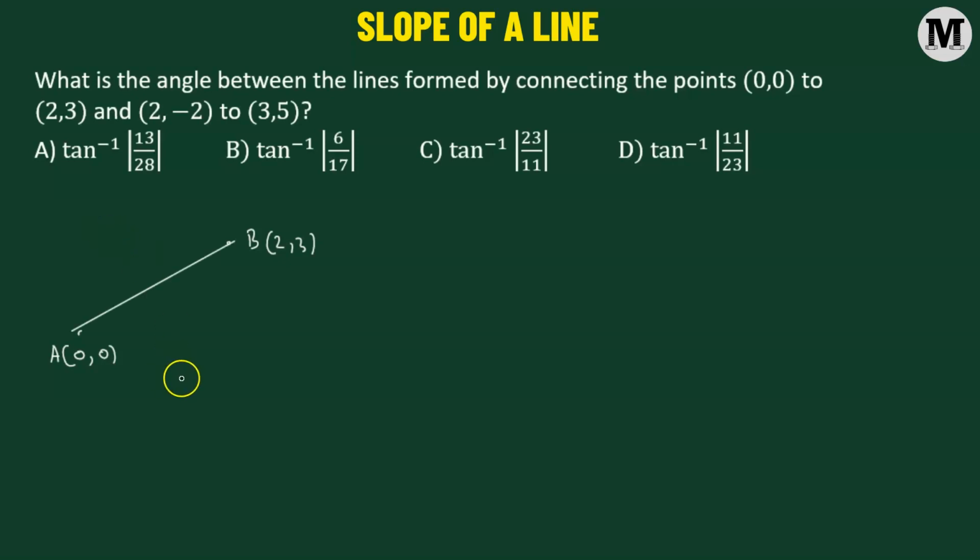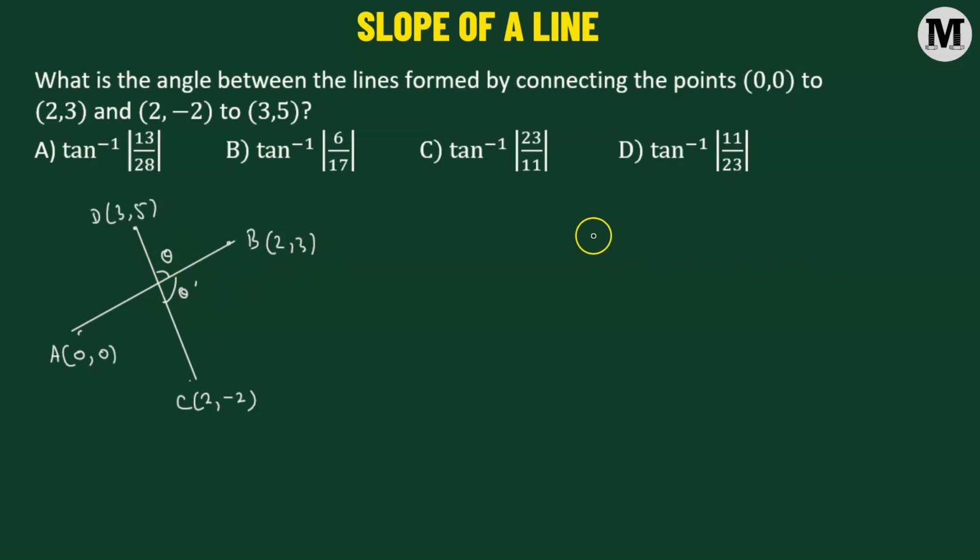Then we have another point, let's call it C, with the coordinates (2, -2) and point D with the coordinates (3, 5). We're going to join point D and point C as well. Now clearly we observe that the two lines are going to form an angle between them. So our goal will be to obtain the angle, either this particular theta or it could be theta prime.